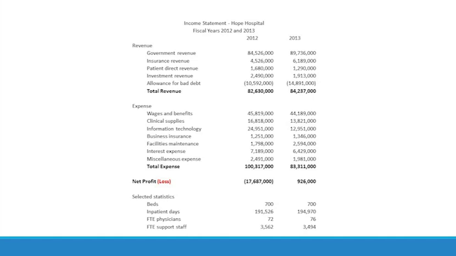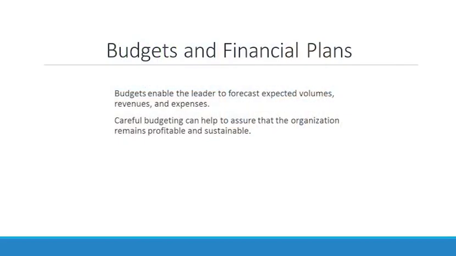This illustration simply gives you an example of what an income and expense statement looks like. Further information can be gained by studying finance and accounting. Budgets enable the leader to forecast expected volumes, revenues, and expenses. Careful budgeting can help to assure that the organization remains profitable and sustainable.